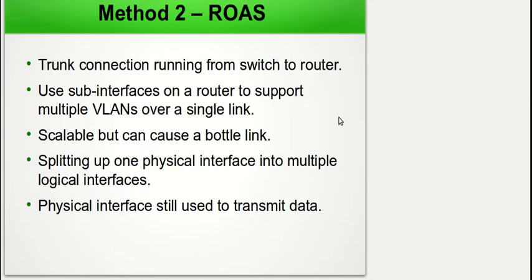Now, the second method, known as router on a stick, uses a single connection between the switch and the router to carry traffic for all VLANs over that single connection. So what we actually do is configure a trunk link running from the switch to the router, and that trunk link carries traffic for all of our VLANs. Now, we would configure what are known as sub-interfaces on a router to support multiple VLANs over a single link. All sub-interfaces are logical interfaces.